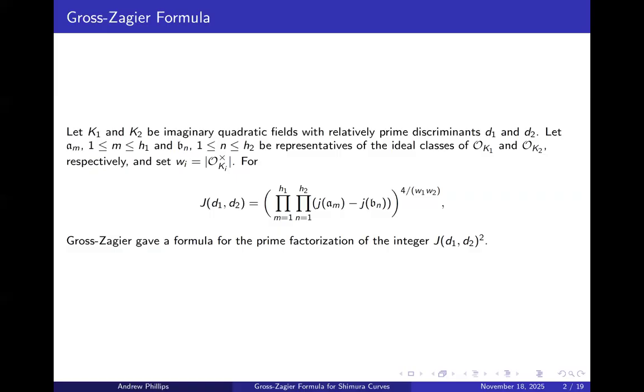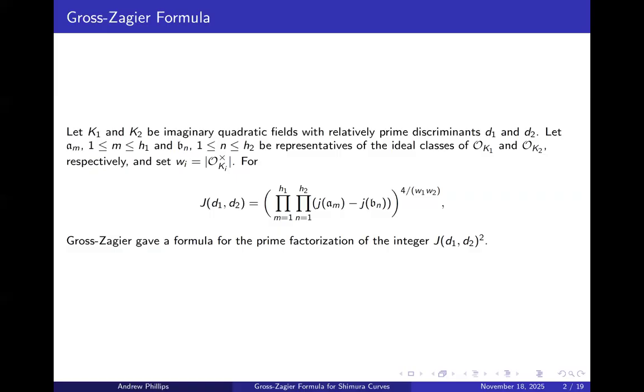And what they did is they looked at the square of this number, which turns out always to be an integer, and they gave it a prime factorization. I'm not actually giving you the formula here because it's not all that significant for what I have to say later on. You can look it up in their paper. It's a very readable paper, and there's an explicit formula with actual functions giving the factors. But maybe I want to say a little bit about why it's not completely obvious that this J squared is actually an integer.